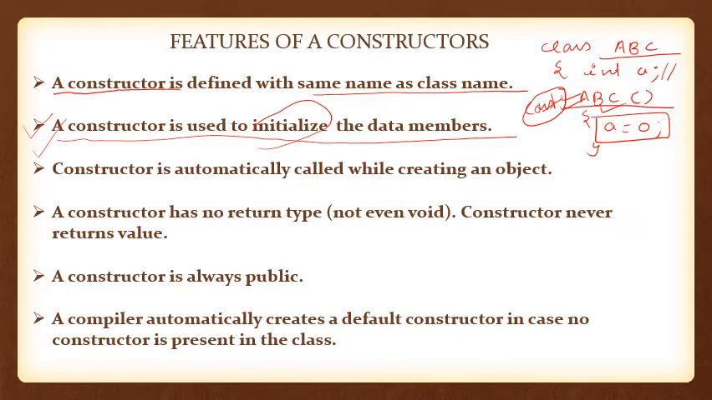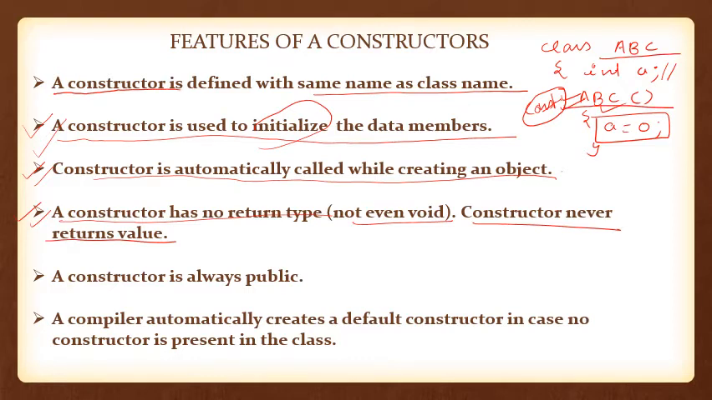Third, a very important feature, that is a constructor is automatically called while creating an object. So no need to call a constructor function. It is automatically called at the time of creation of the object. Next important point, a constructor has no return type, not even void. Means a constructor never returns a value.